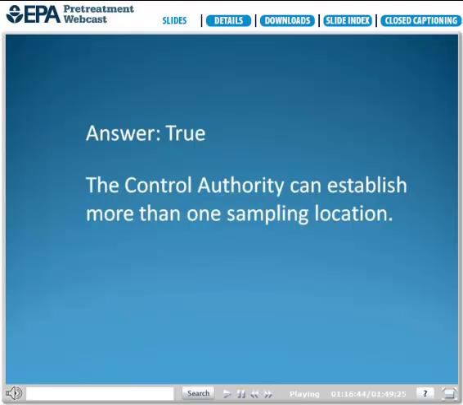The answer is true. The control authority can establish more than one sampling location in a CIU's permit. One instance when a control authority may want to establish more than one sampling location is when a CIU has multiple categorical processes, and each respective categorical process has its own treatment. The control authority can decide to establish multiple end-of-process or end-of-treatment sampling points. Another instance could be the control authority would need to establish both an end-of-process or end-of-treatment sampling location to evaluate compliance with categorical standards, and an end-of-pipe location to evaluate compliance with local standards.